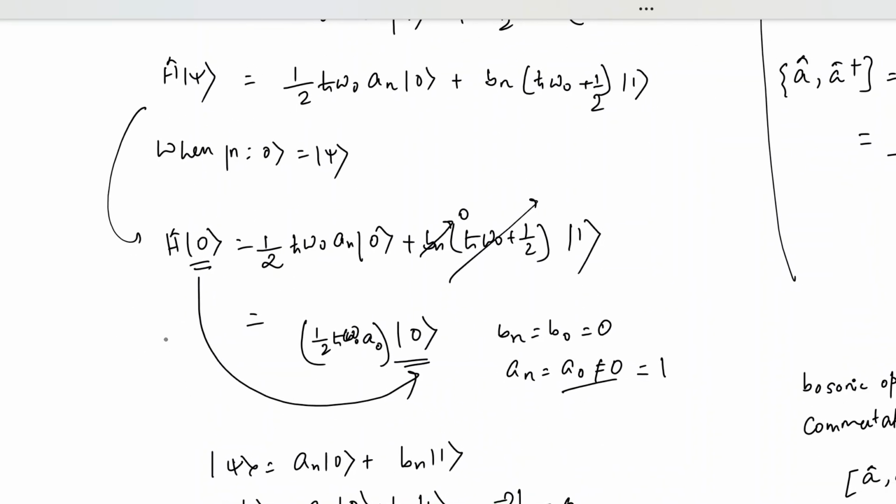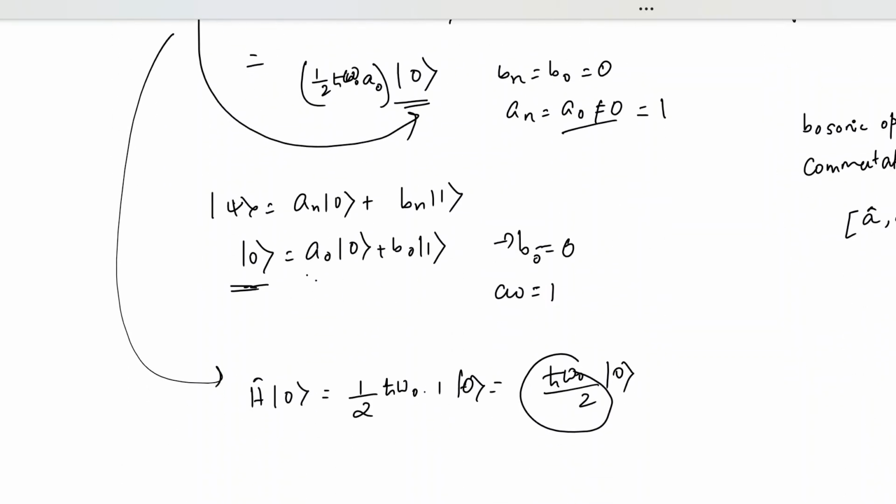So finally from the Hamiltonian eigenvalue equation you get that Ĥ|0⟩ is equal to half ħω₀ into 1|0⟩, which is basically ħω₀ by 2 |0⟩. So the eigenvalue for the state n equal to 0 is half ħω₀. Now for n equal to 1, your psi state is basically |1⟩, which is like a_1|0⟩ plus b_1|1⟩, but on the left hand side there is nothing in |0⟩, so a_1 equal to 0 and b_1 equal to 1.